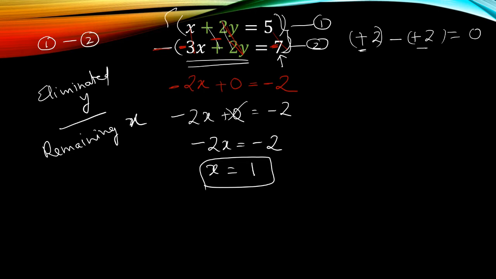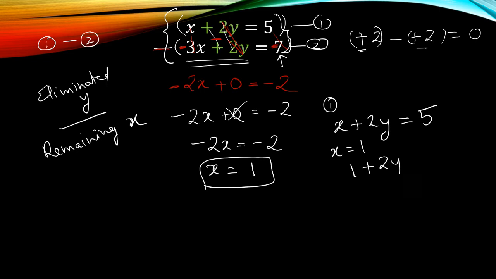Now you go back to the given equations, choose one of them. Probably I will choose this equation because it doesn't have any coefficient with x, so it's simple for me to substitute. So I will choose the first equation, and then I will substitute x is equal to 1 in this equation, which becomes 1 plus 2y equal to 5. Now I can find the value of y very easily: 2y equal to 4, y is equal to 2.